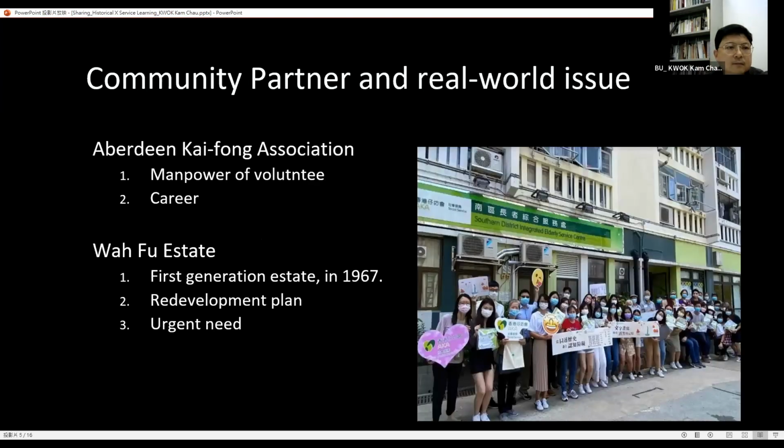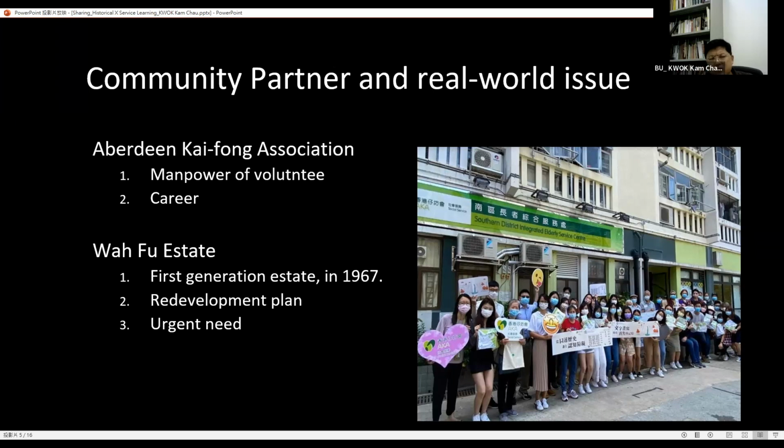And the core of this course is the oral history project. My community partner is Aberdeen Kaifong Association. With their help, the students interviewed 12 seniors with dementia living in Wah Fu Estate. Wah Fu Estate is a first generation estate, built in 1967, but has been set for redevelopment. That means it's going to disappear.